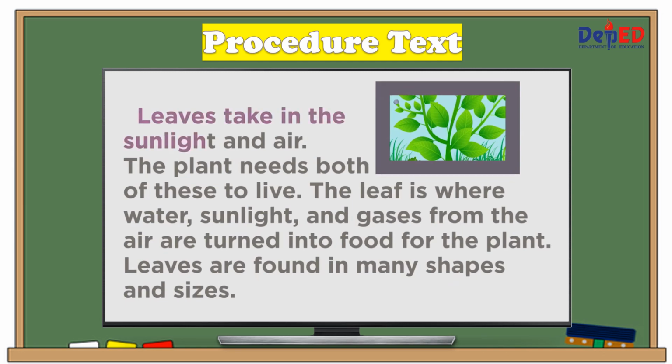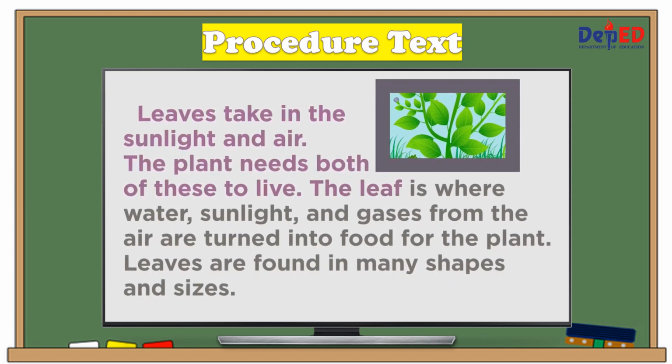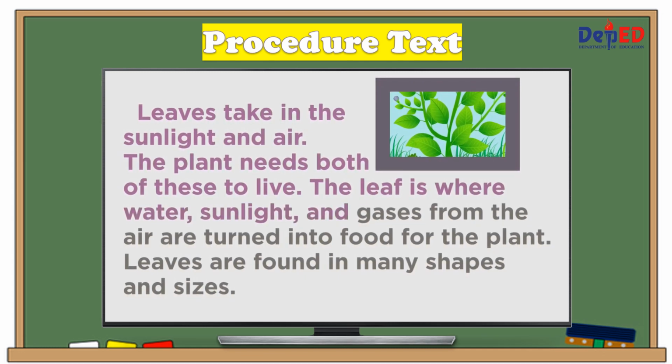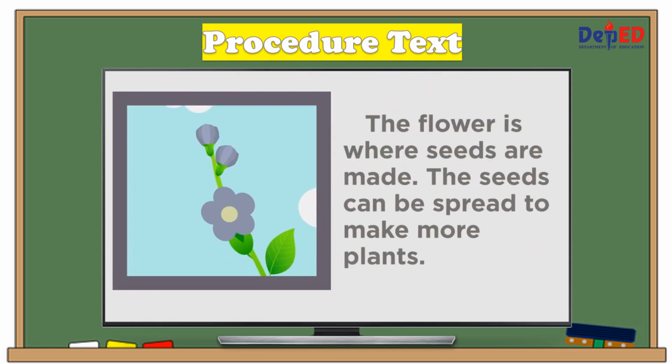Leaves take in the sunlight and air. The plant needs both of these to live. The leaf is where water, sunlight, and gases from the air are turned into food for the plant. Leaves are found in many shapes and sizes. The flower is where seeds are made. The seeds can be spread to make more plants.